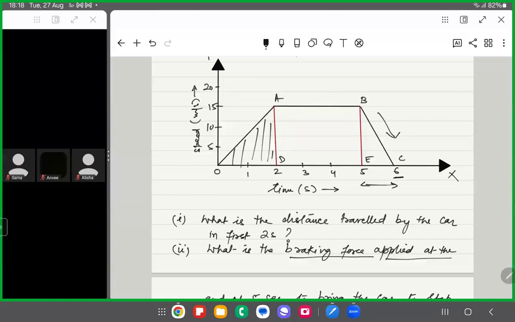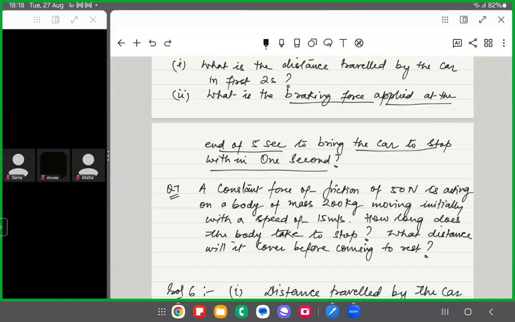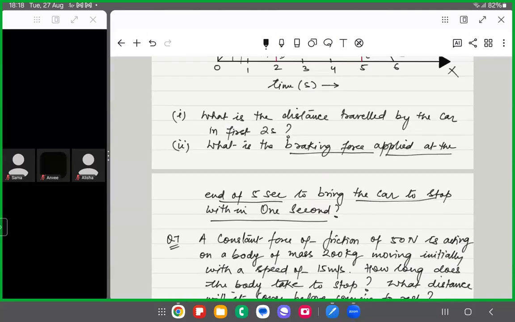So now we have to find this braking force which is applied at the end of these 5 seconds so that it stops in just 1 second, right? That means we have to find the force. Is that clear? Okay. So how to do that?